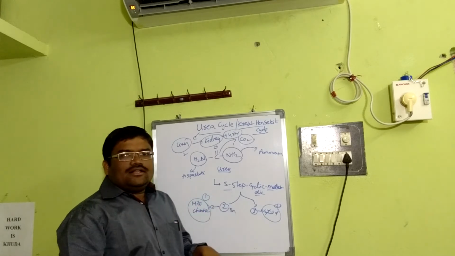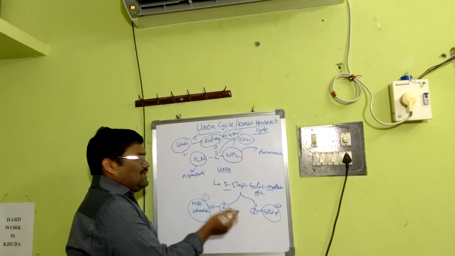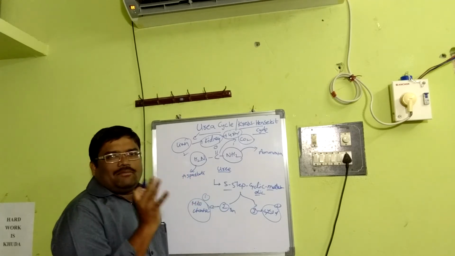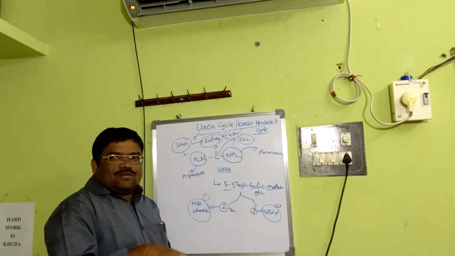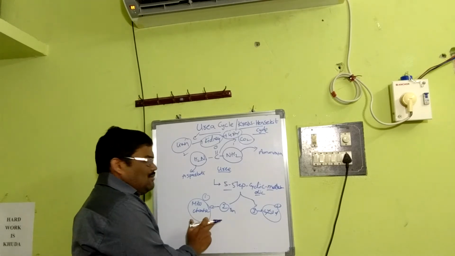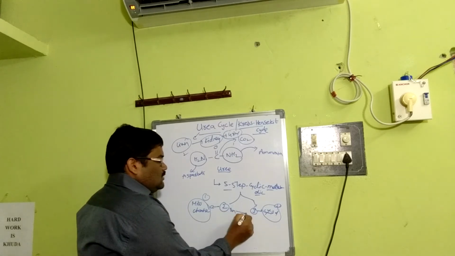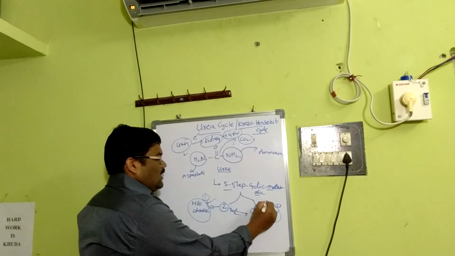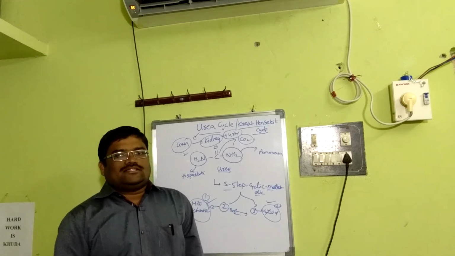Out of which, in the liver, we have different cells. It's a 5-step cyclical metabolic reaction, that means a metabolic cycle wherein there are 5 enzymes, out of which 2 enzymes are present in mitochondria and 3 enzymes in cytosol. So cytosol and mitochondria are the locations where the urea cycle takes place.